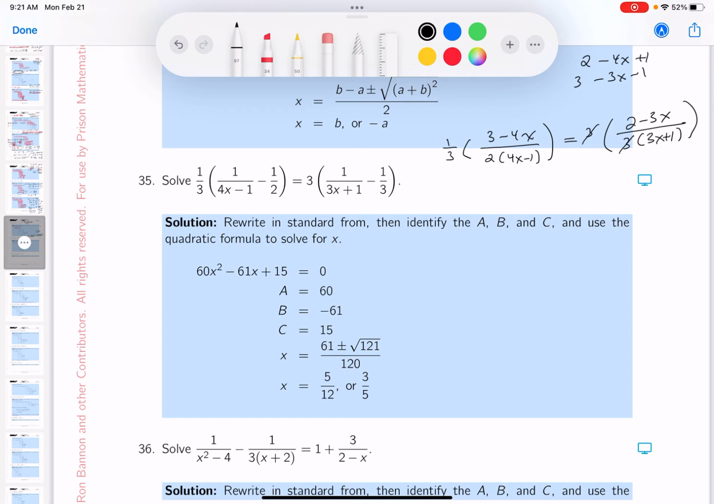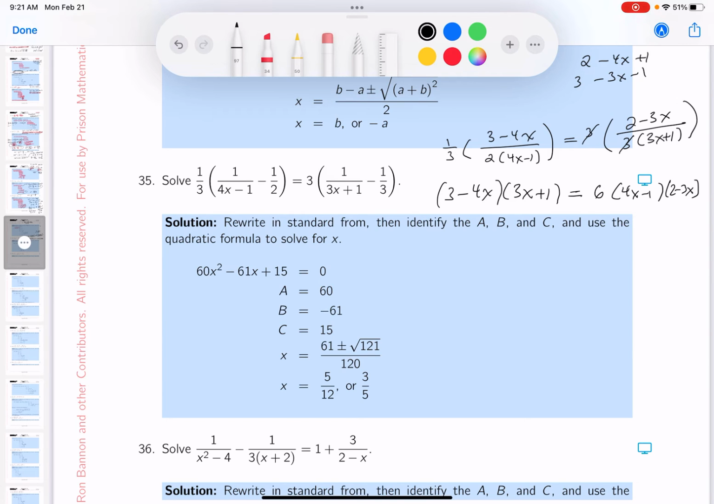And I guess I could just maybe clear the fraction. Again, my goal is to look at the key later and see if I've met milestones in the key. And let me just put this down for you. And I'm seeing 3 minus 4x times 3x plus 1. Right? I think I did okay with that. And then you're going to get 6 times 4x minus 1 times 2 minus 3x.